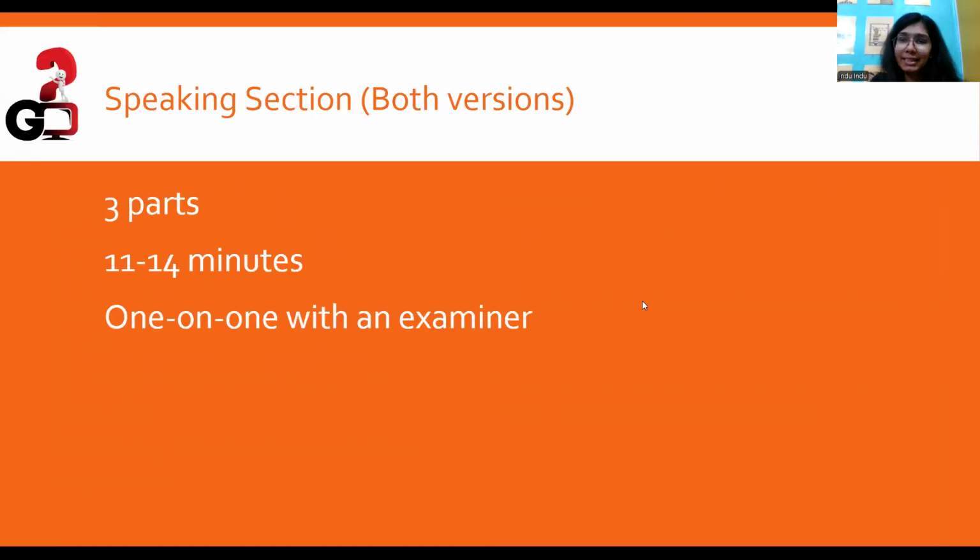Moving on to the speaking section, which is the same in both versions. We have 3 parts, 11 to 14 minutes, one-on-one with an examiner. In the academic one, they'd look for more intricate academic language structuring skills, whereas in general training, you'd be assessed on the basis of day-to-day conversations.